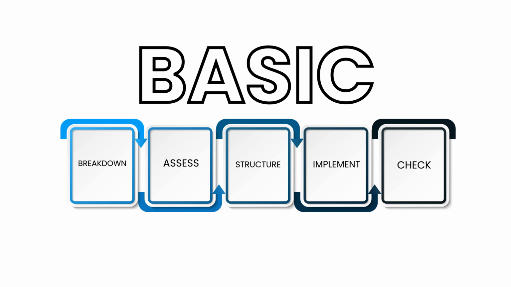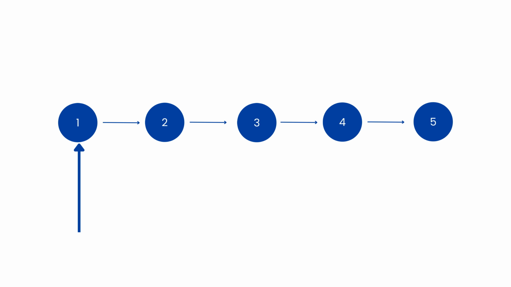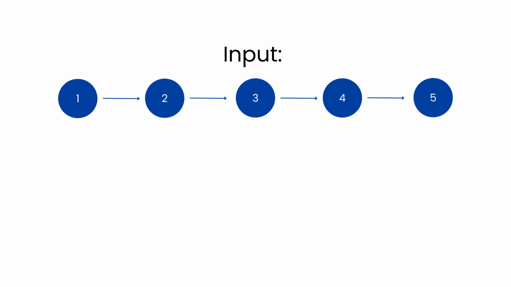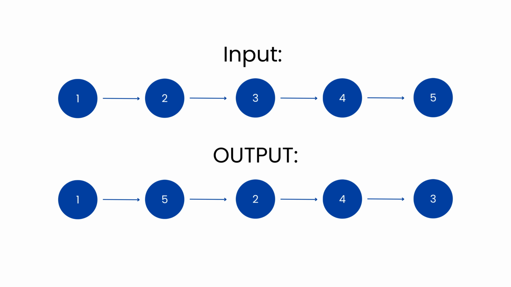We'll use the basic method to systematically solve Reorder List. This approach keeps us organized, ensuring we never lose our place, literally or figuratively. Let's break it down. Given the head of a singly linked list, you need to reorder it in a very specific way. Take the first node, then the last, then the second last, and so on, alternating from both ends toward the center. Example. Input, 1 2 3 4 5. Output, 1 5 2 4 3.